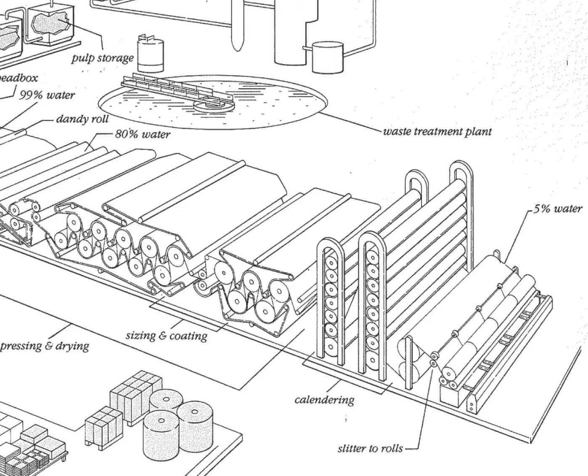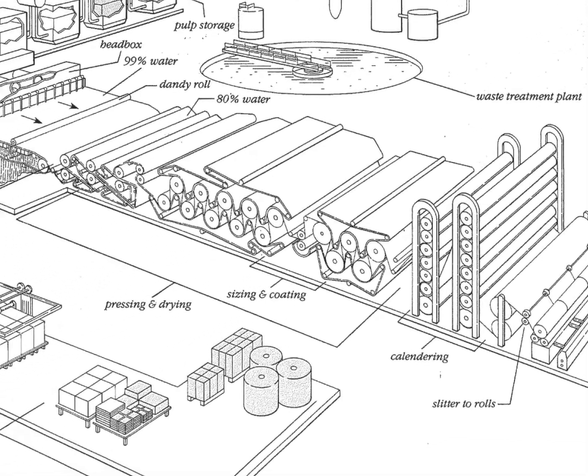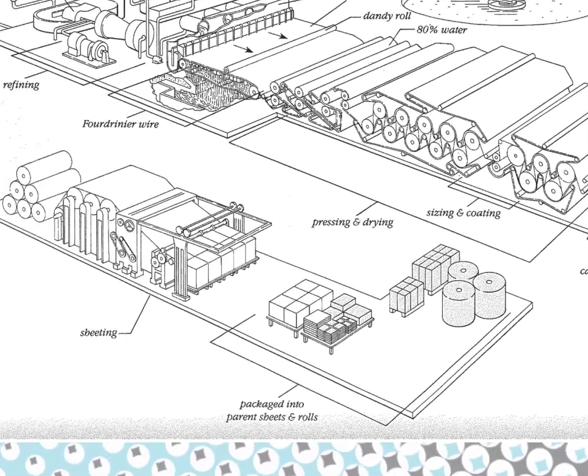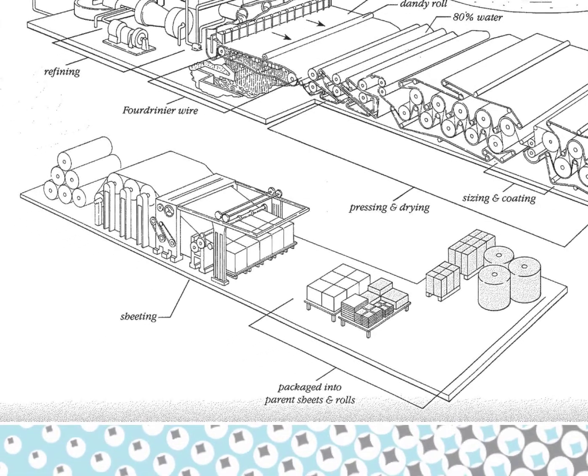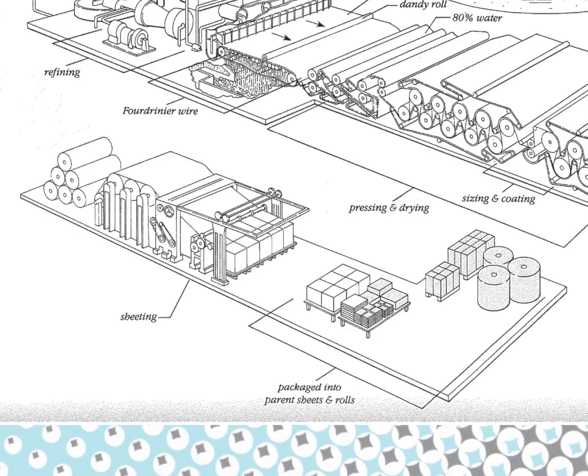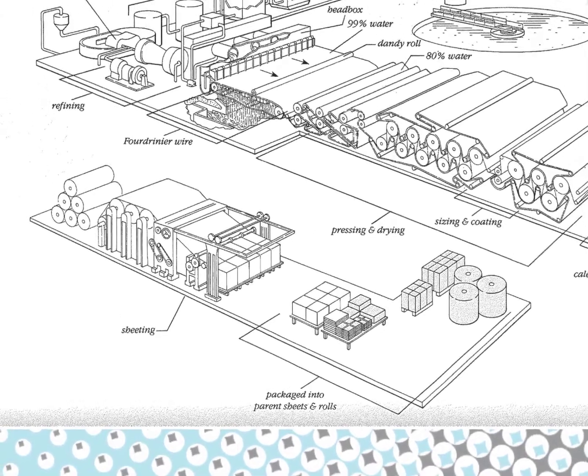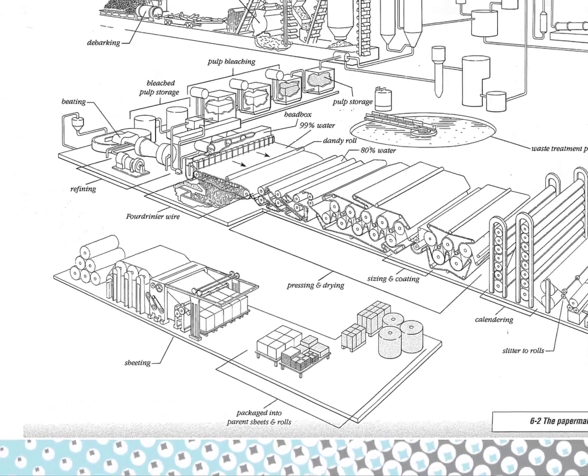So coating and coloring and texturing paper happens, and then it finally gets put onto giant rolls, and the rolls get slit down into smaller rolls, but they're still quite large. Then the rolls can be delivered, or they can be cut into sheets right there.